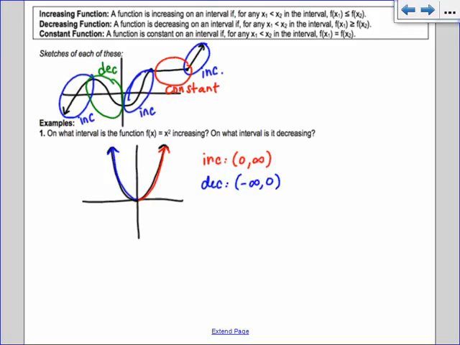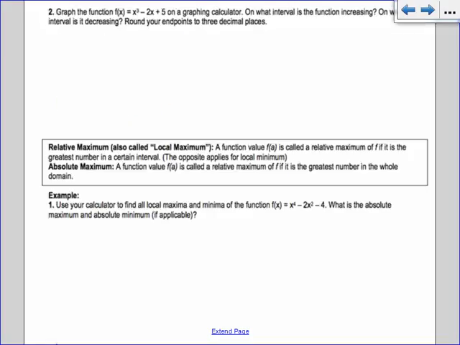Okay, some people are really picky about the endpoints. I tend to say that endpoint 0 is doing nothing. It's not increasing or decreasing. It's in between. So I just put parentheses on each one. Okay, does that make sense? All right, notice how with increasing and decreasing, you're always talking about an interval, so it's always the x values. Like it's saying from x equals what to what, from x equals what to what.